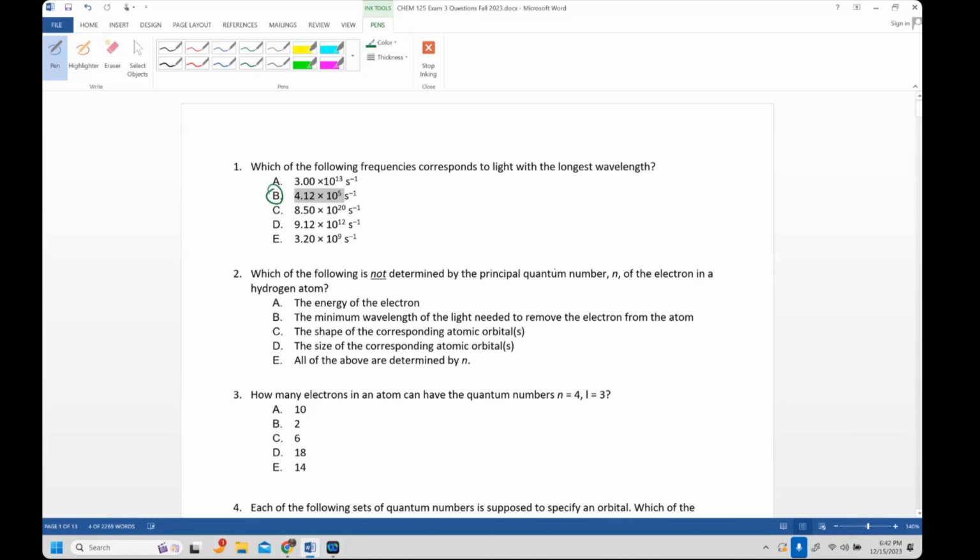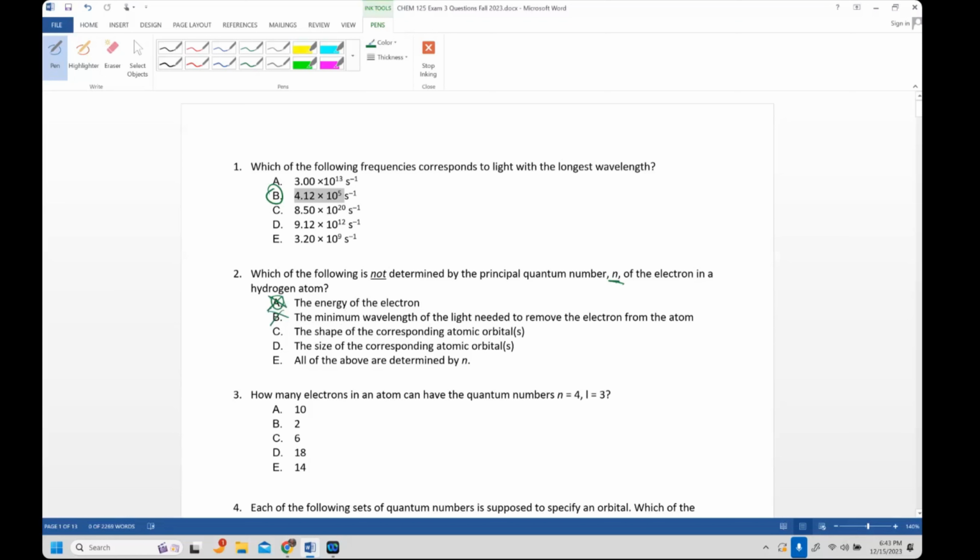All right, moving on. Which of the following is not determined by the principal quantum number n of the electron in a hydrogen atom? So n is the principal energy level. Which one is not determined by it? The energy of the electron, obviously that's determined because we have the equation from the Bohr model. So that's not the answer. The minimum wavelength of the light needed to remove an electron from the atom. The minimum wavelength can also tell the minimum frequency, which can tell us the energy, which again, we know from the principal quantum number.